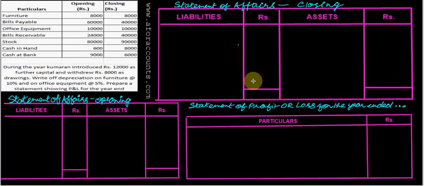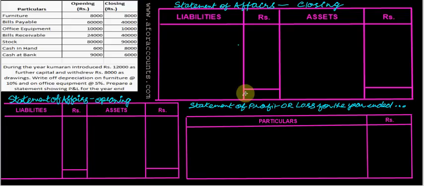Starting with the next question on incomplete records. I have some opening column here, some closing column here, and some assets and liabilities given: furniture, bills payable, office equipment, bills receivable, stock, cash in hand, cash in bank. Now when opening and closing balances of balance sheet items are given, I can make out that I will have to prepare a statement of affairs, opening and closing, because I can't see the capital in the question. Neither the opening capital nor the closing capital is given. So I will have to prepare a statement of affairs.